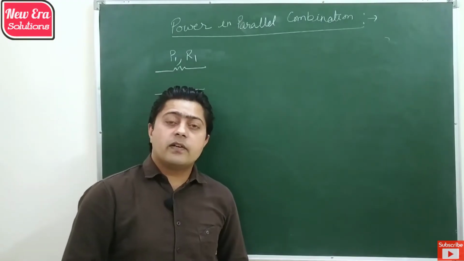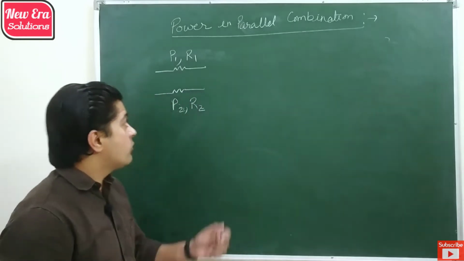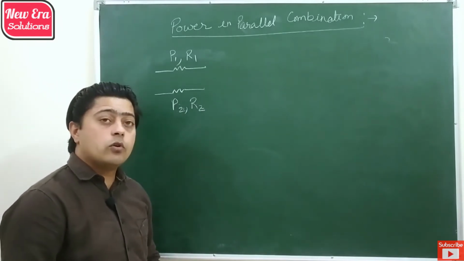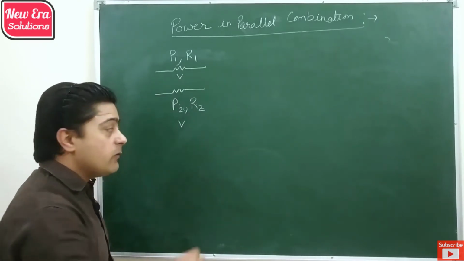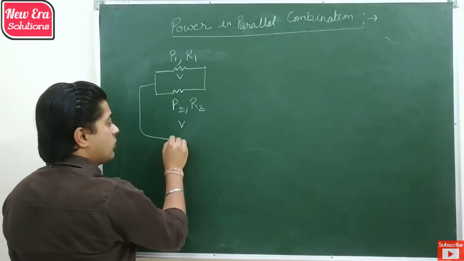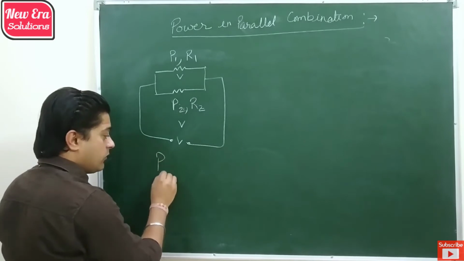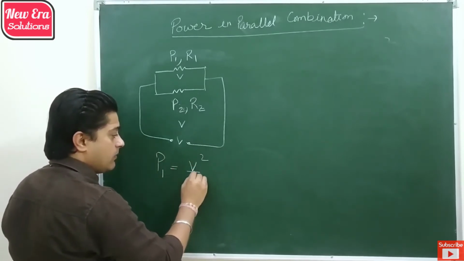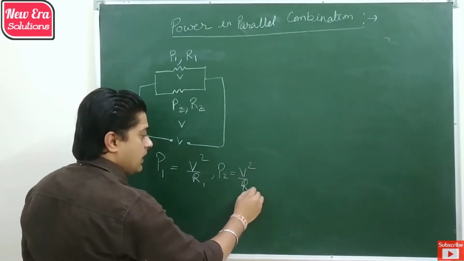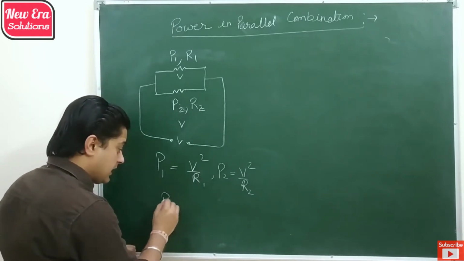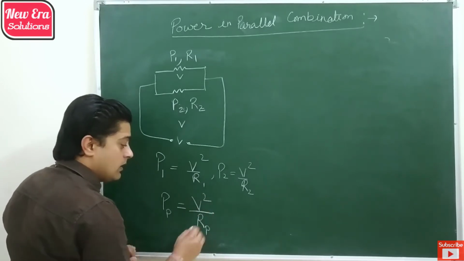Now let's calculate the effective power when two resistors are connected in parallel combination. We have two resistors R1 and R2 with power ratings P1 and P2 when operated at a common potential V, and they are connected in parallel to a source of potential V. In that case, the initial power of the first device is V square by R1 and the power of the second device is V square by R2. Similarly, the final effective power in parallel combination is the applied potential squared upon the total resistance.